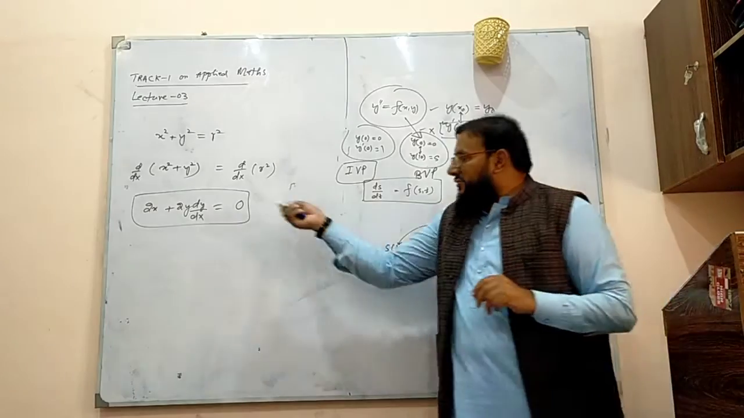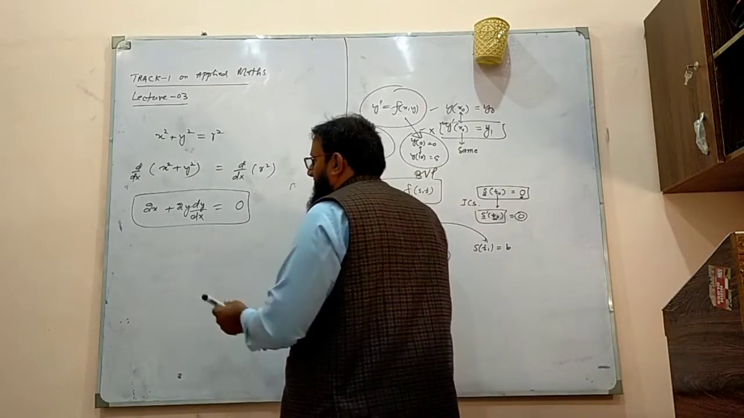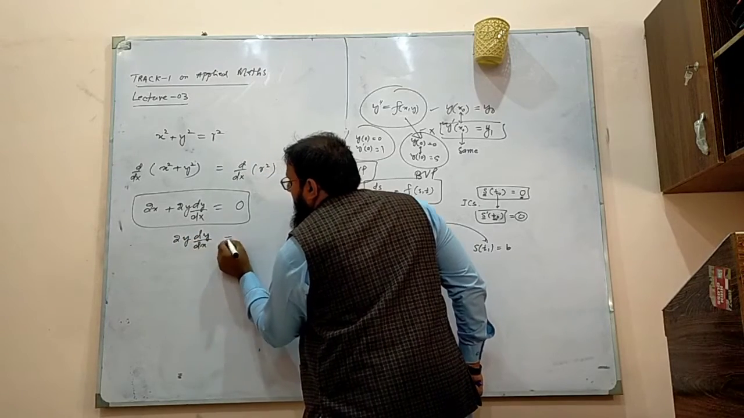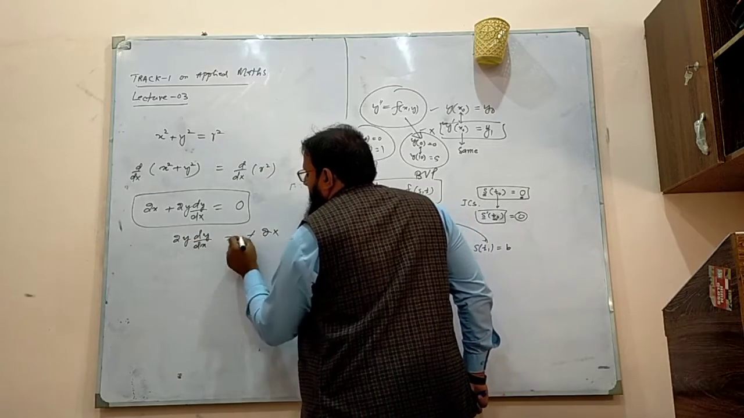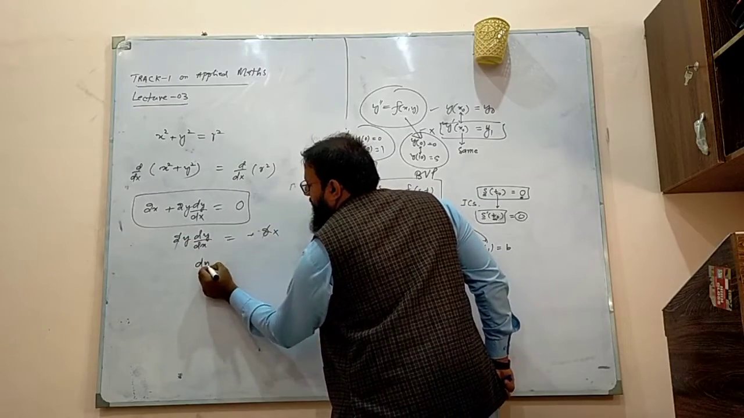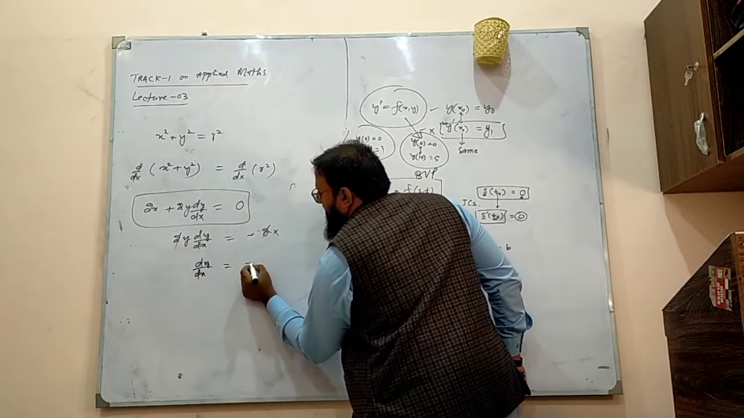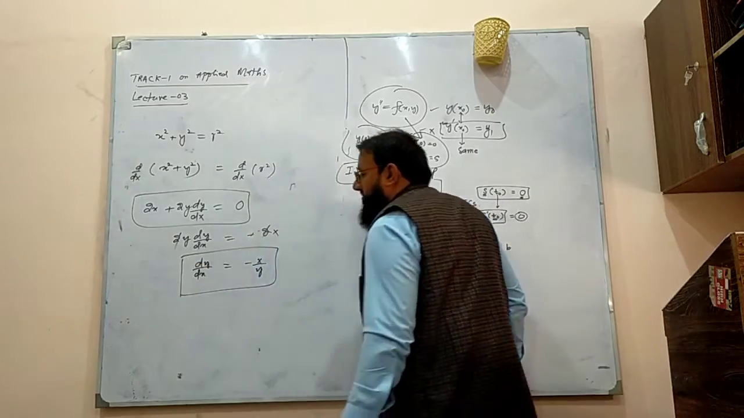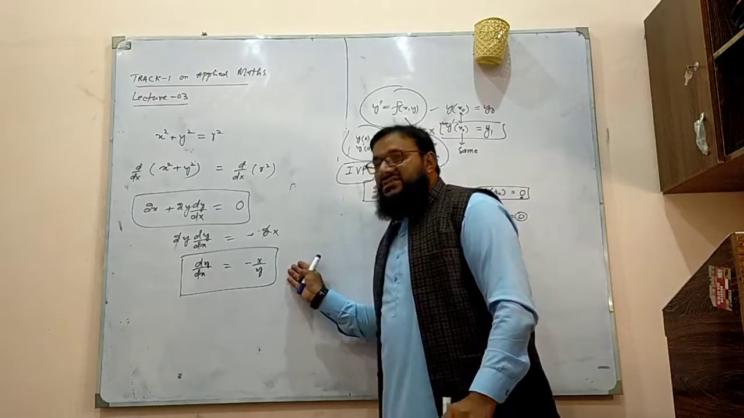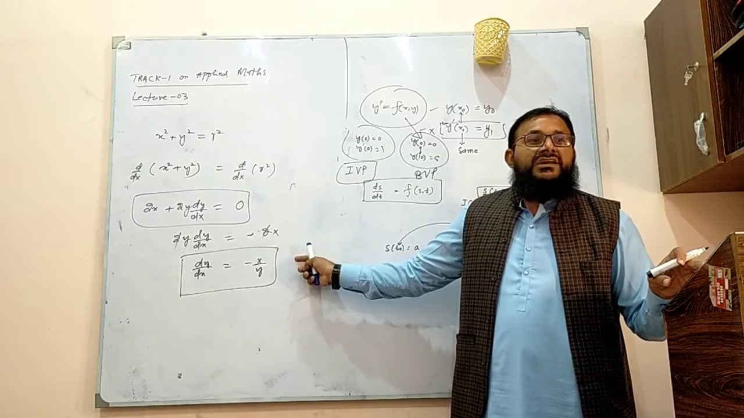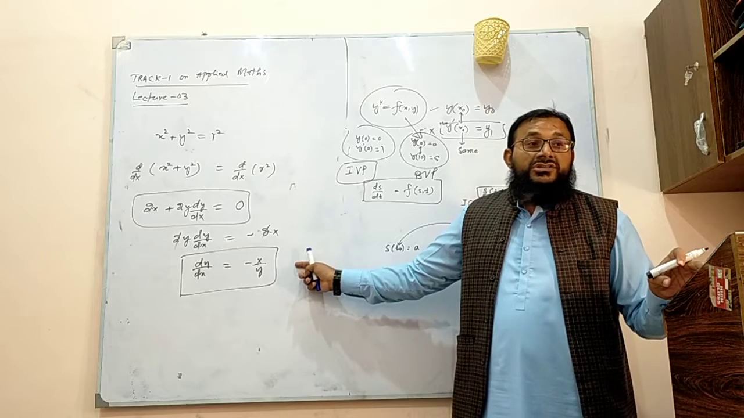You can simplify it a little bit: 2y dy by dx equals minus 2x. The 2 gets cancelled. So dy by dx equals minus x upon y. So if someone asks what this differential equation represents, it's a family of circles. And how to know that?